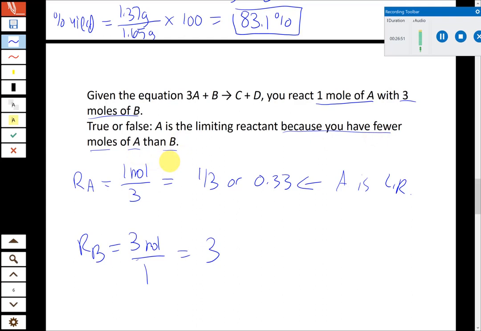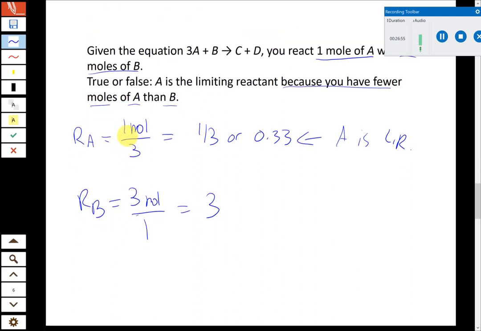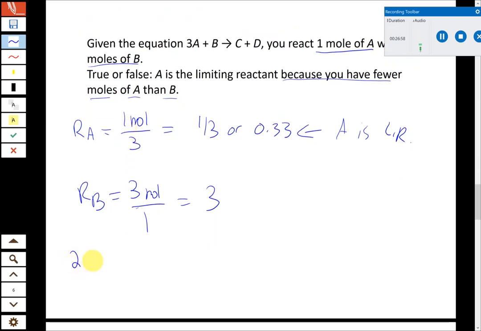Okay? We could have had a situation like this where, let's say we had instead 2 moles of A and 1 mole of B.